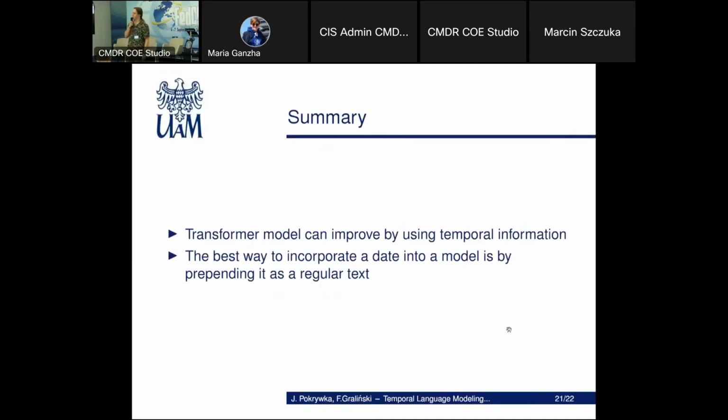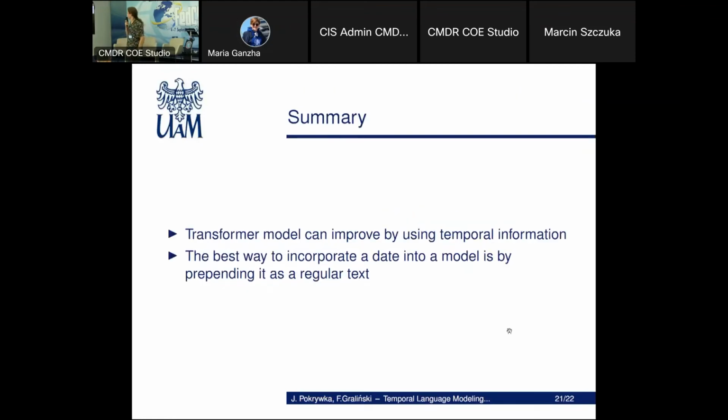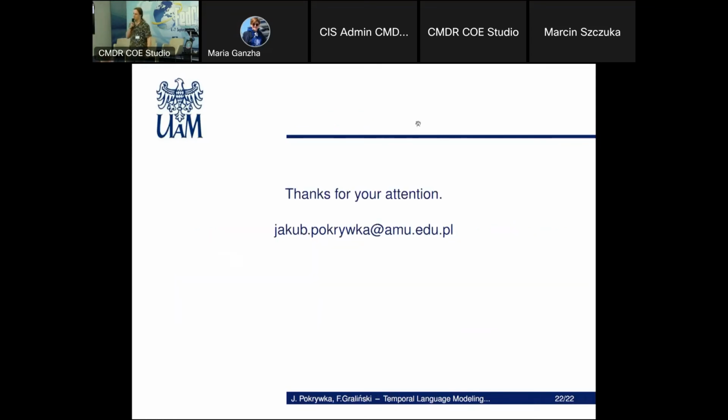So in summary, next slide, please. In summary, transformers really can improve by using temporal information, and in our opinion, the best way is prepending text because it's the easiest way, and there is no huge difference in accuracy.